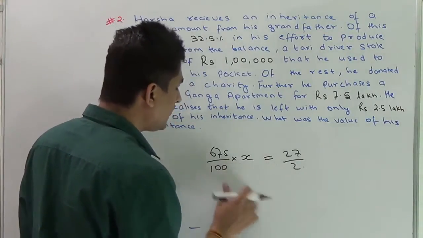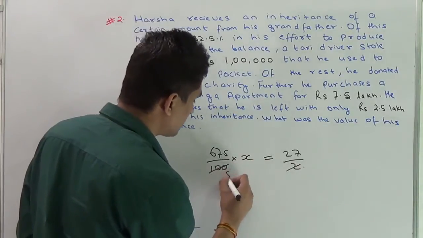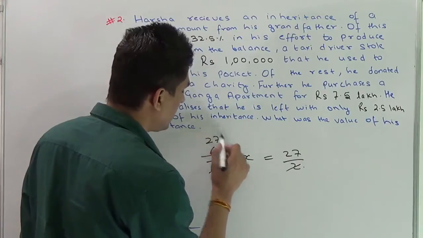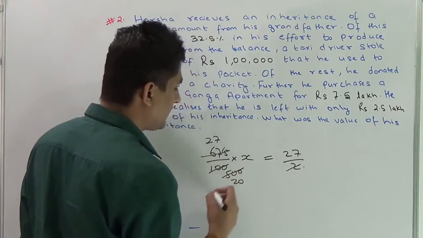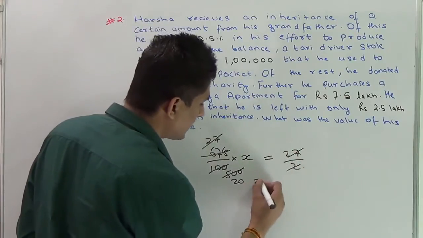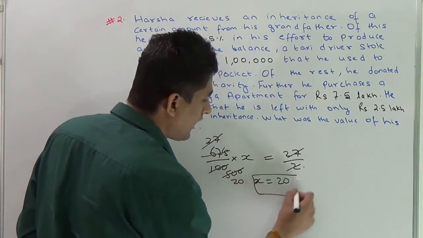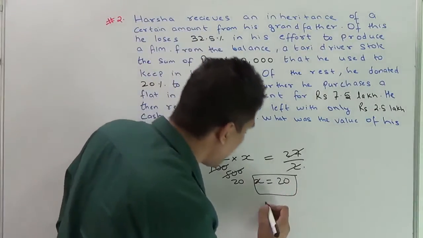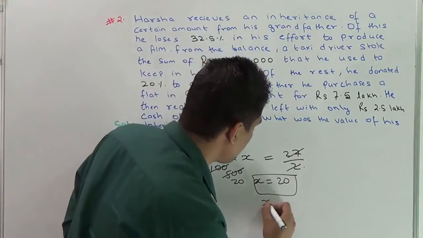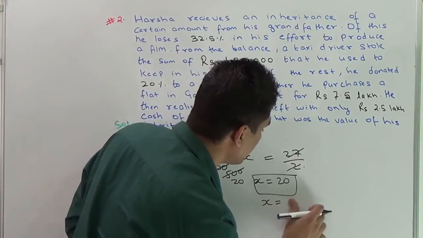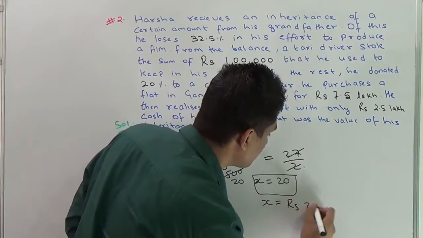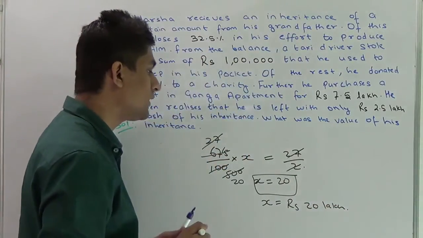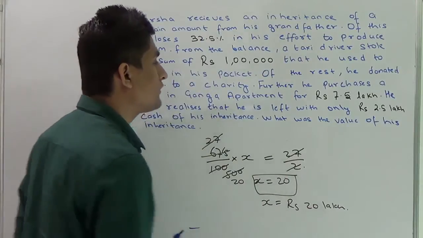Now I'm just doing the calculation part. If I deduct, 27 minus 25 is here, this will be 20, and x will come out to be 20. I have assumed x in the form of lakhs. Therefore, this is 20 lakh rupees. Therefore, the value of x is rupees 20 lakh. That means the amount which Harsh inherited was 20 lakh. This is the answer to this question.